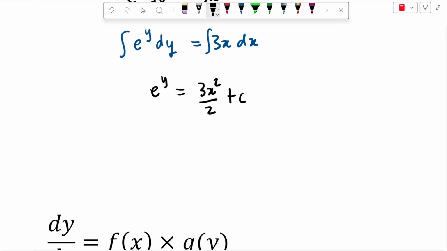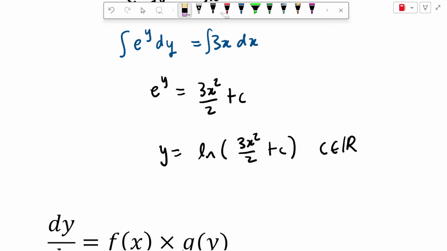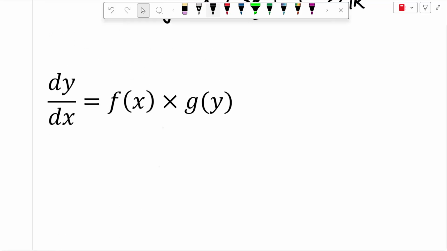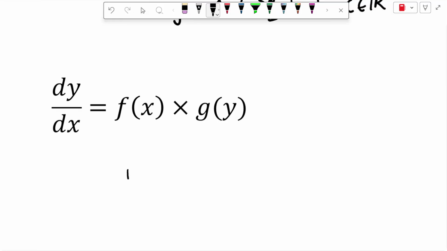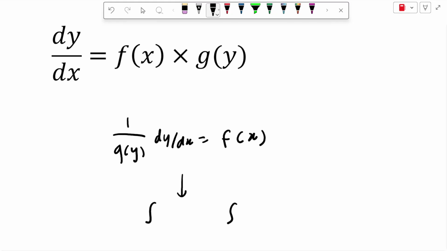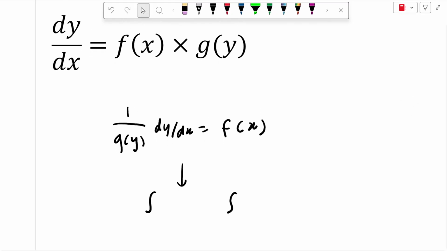So if you want, you could log both sides. So y is log of 3x squared over 2 plus c. C is in R. You don't need an absolute value on that log sign because we didn't integrate to get up to it. There we go. Okay, so in general, if you're looking at something like dy/dx equals two functions times together, you can just go 1 over g of y, dy/dx equals f of x, and then you can sort of integrate both sides to solve that, and it's a really nice process.